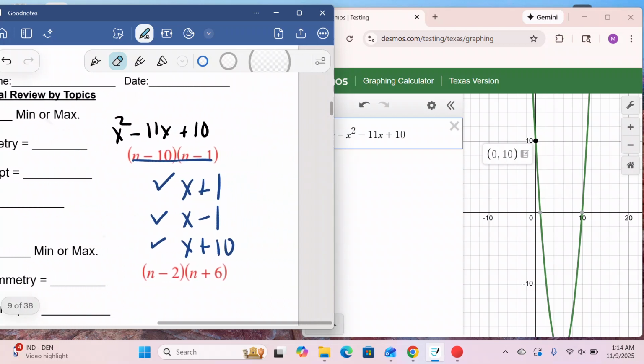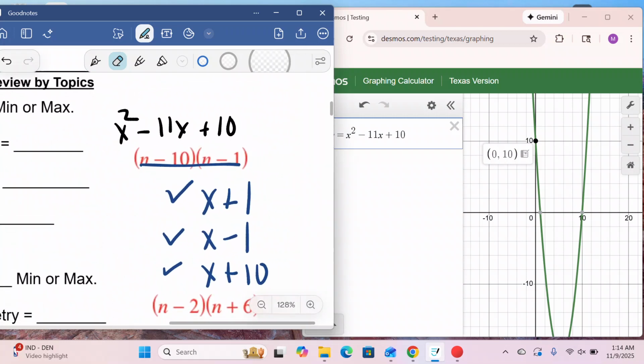So my question that I'm posing is, is x squared minus 11x plus 10 a quadratic? It is. It's a quadratic. I have to know what a linear is. If it was a linear, then it wouldn't have an x squared. This is a quadratic.